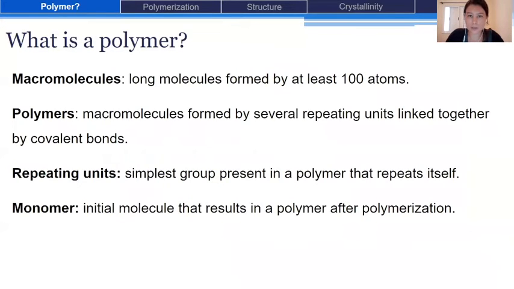So here are some definitions. We presented what a macromolecule is. It is a long molecule formed by at least 100 atoms. We described what a polymer is. It is a macromolecule formed by several repeating units linked together by covalent bonds. Repeating units are the simplest group present in a polymer that repeats itself. And a monomer is the initial molecule that results in a polymer after polymerization.